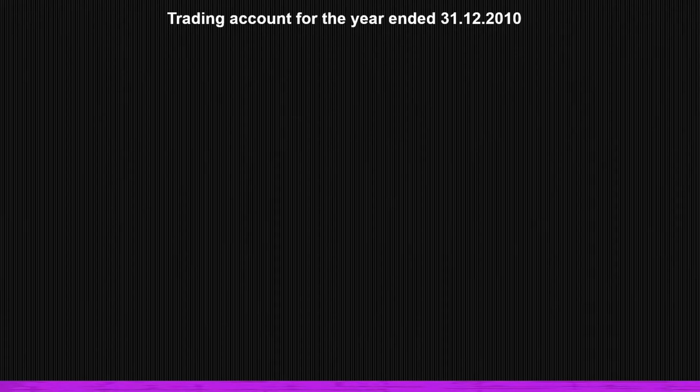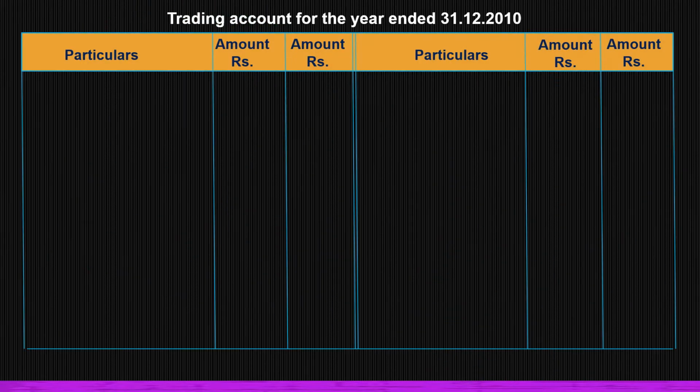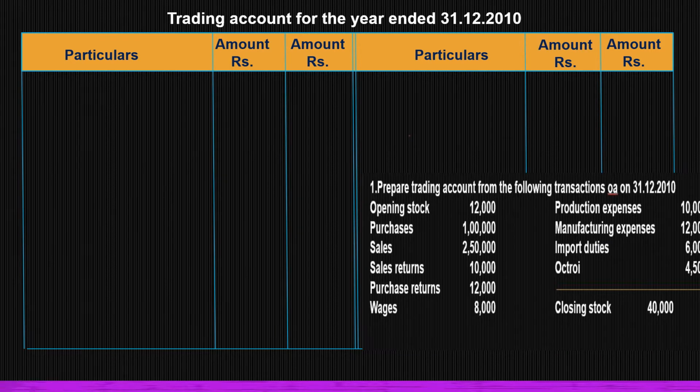Okay, so first we should draw the table, and after that we should put the heading: Trading Account for the year ended 31st December 2010. Okay, so this is the format. So in this format, first we should start with opening stock if it is given in the question. So opening stock is given, 12,000. Then next immediately we should write purchases.